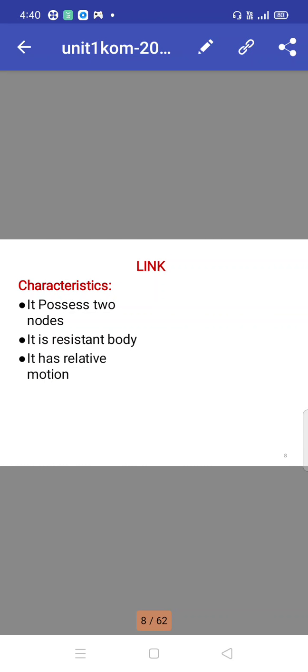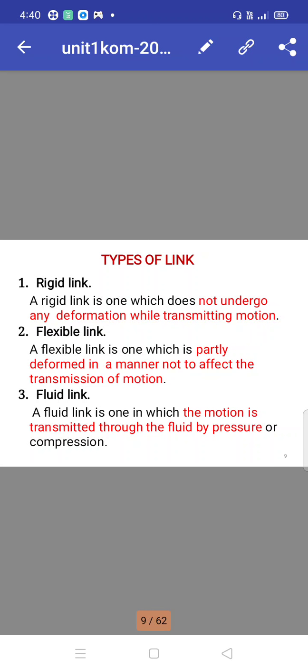Then the characteristics of a link: it possesses two nodes. If we specify a link, it should have two nodes. It is a resistant body. Then it has relative motion. Then we can categorize the link. First one, rigid link. A rigid link is one which does not undergo any deformation while transmitting motion. That is a rigid link.